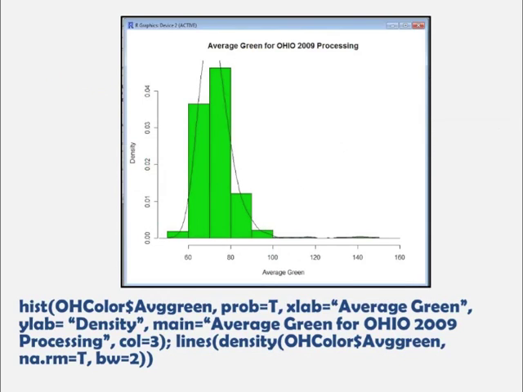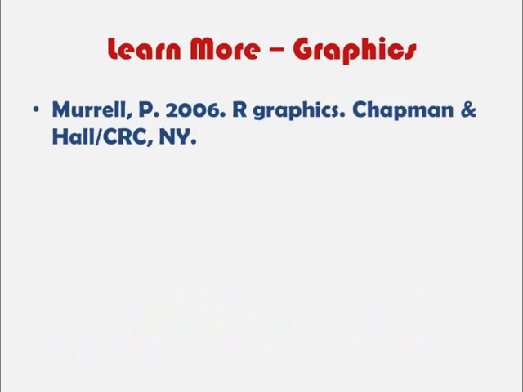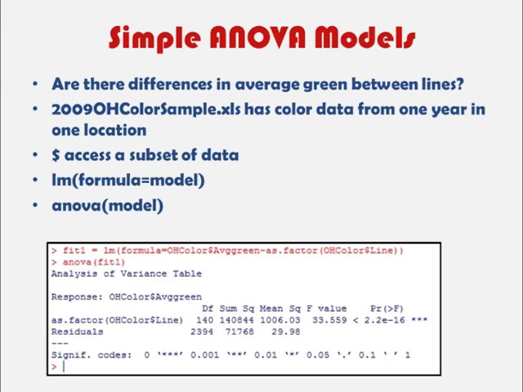And so now we can see an example of building on that basic histogram. We've added color, we've labeled our axes, and we've given it a title, and we've also included an expected distribution in the form of a density plot. And so the code is included here to give you an idea of what you may be able to do with R. And to learn more about creating graphics in R, I would direct you to the R Graphics book by Murrell in 2006.